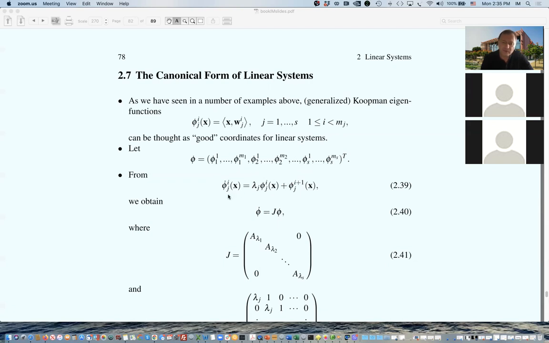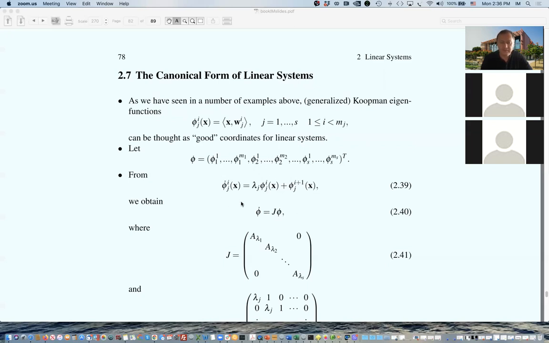And then remember, we derived an equation for those phi ji's in this case. So phi dot ij is lambda j phi ij. That part would be just like the ordinary eigenfunction equation. But then we had plus phi j, i plus 1.